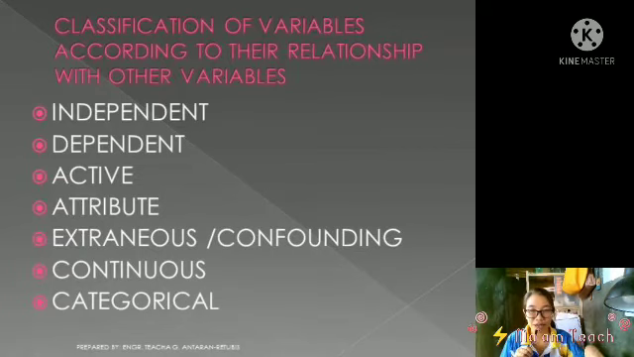Current now, class, is considered to be the dependent variable because your current will change depending on your voltage, right? Depending on your voltage. So, current there will be considered as your dependent variable. Okay? I hope that you can now imagine your research.